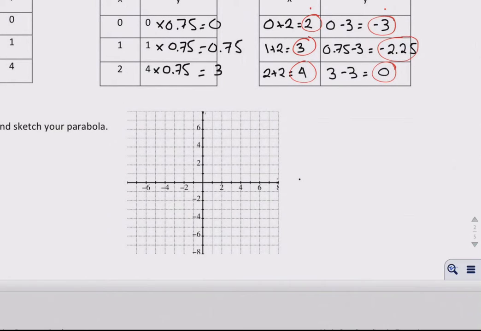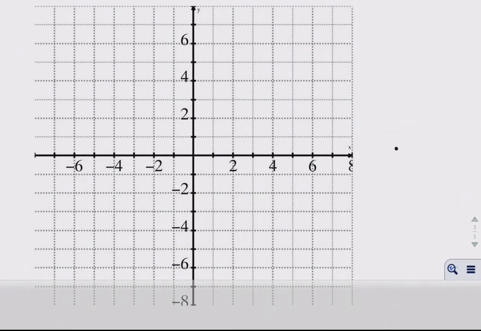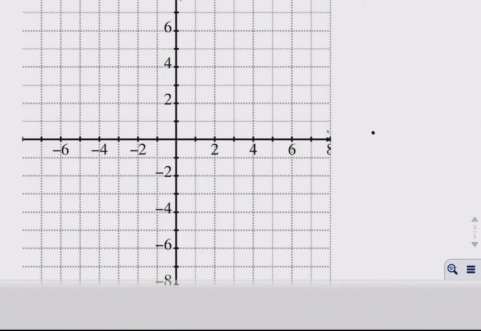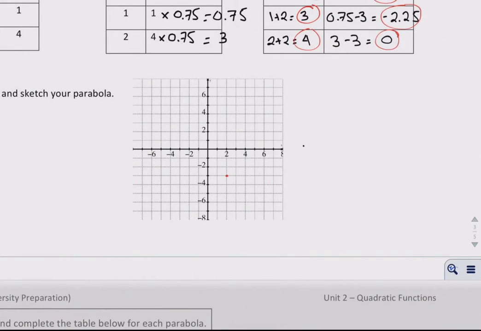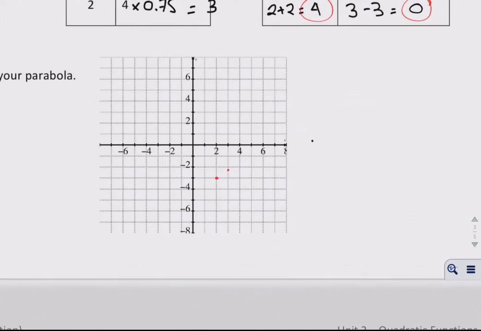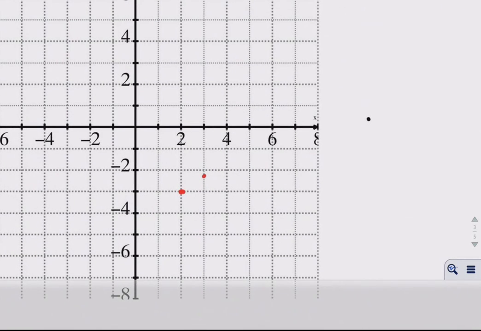Let's plot them. My first point, 2, -3. So that is over 2 and down 3. So there's my first point. My second point is 3, -2.25. And that'll bring me roughly over here. And then I have 4 and 0.